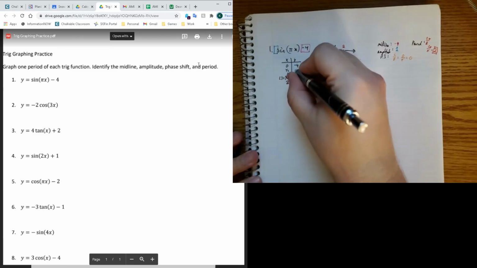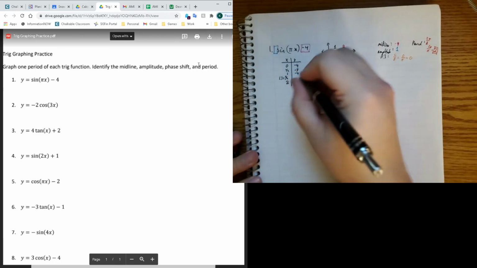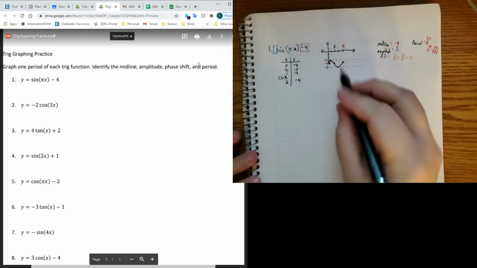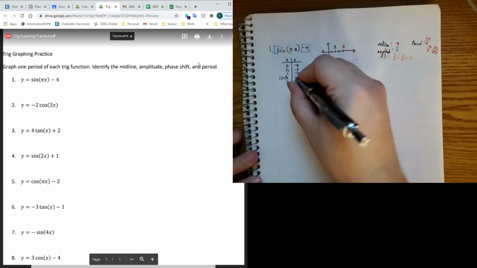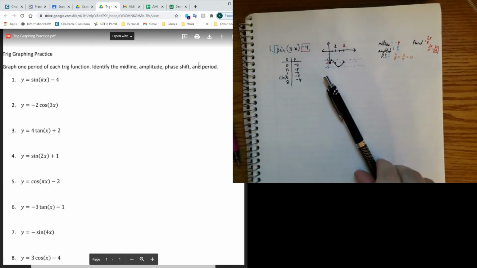1/2 would go here at -3. And then at 1.5 would go the value of -5. At this point, I can now open a graphing utility to check my work. Always check your work. Very helpful here.